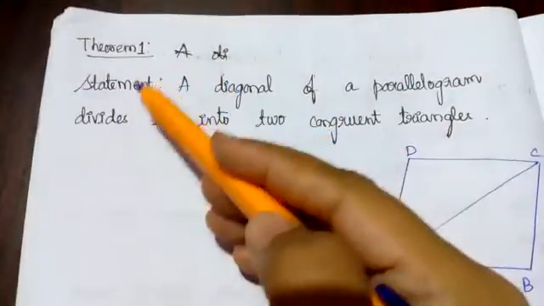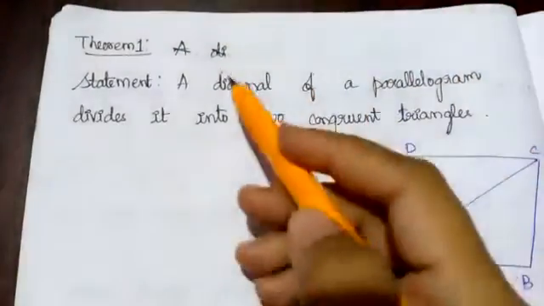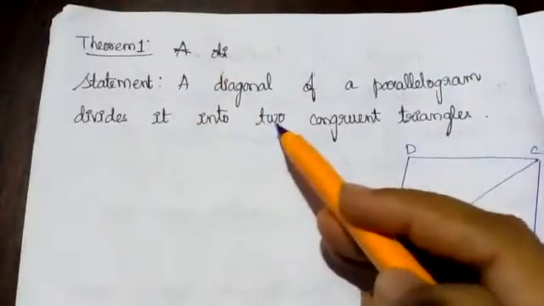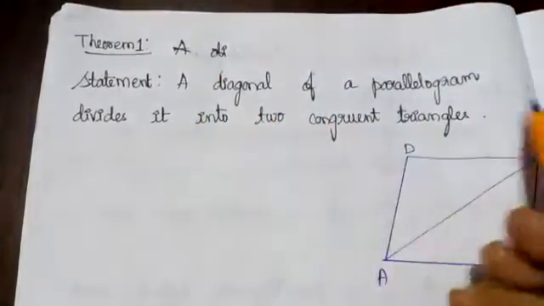You have to write the theorem statement. Whatever they have asked you to prove, that is the statement. So you have to take it and write the statement. A diagonal of a parallelogram divides it into two congruent triangles.